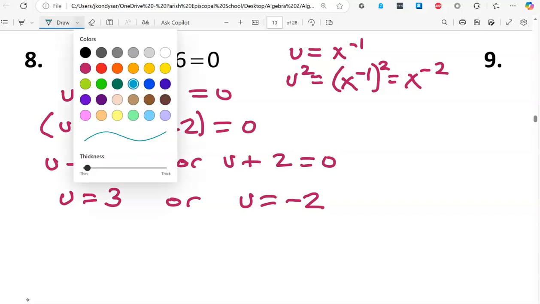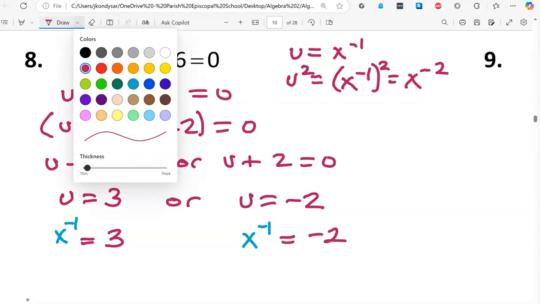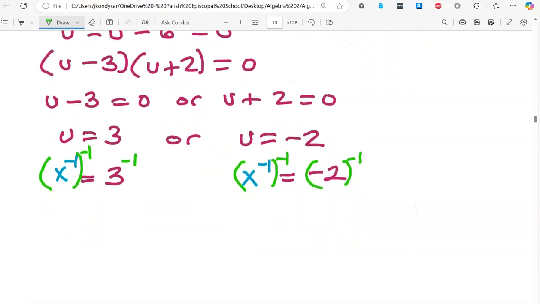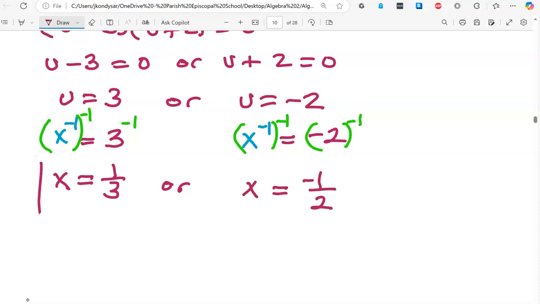Let's make our back substitution. U can be replaced with x to the negative 1. So either x to the negative 1 is equal to 3 or x to the negative 1 is negative 2. This is a good situation where we can raise each side to the negative 1 power, because when we raise a power to a power, we multiply exponents, and when we multiply negative 1 and positive 1, we get 1. So the left side produces x to the 1, and the right side is 3 to the negative 1, which simplifies to 1/3. And our second solution is the reciprocal of negative 2, which is negative 1/2.